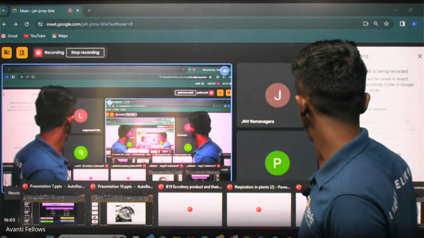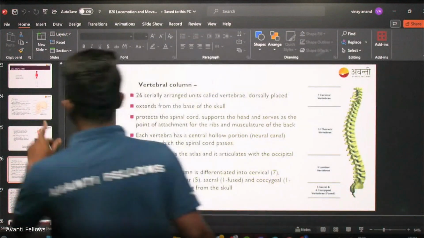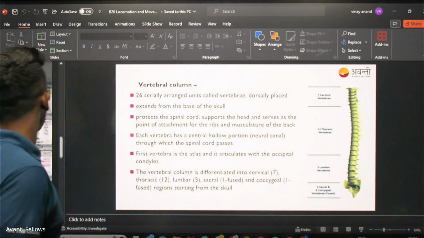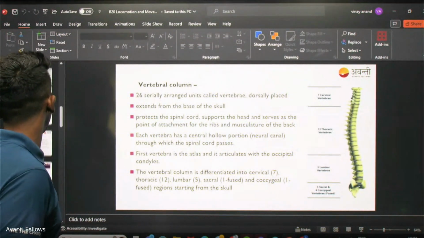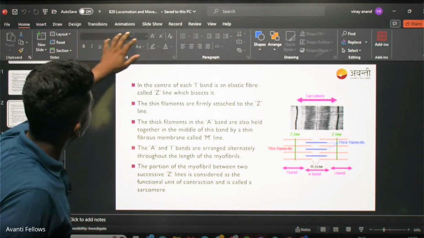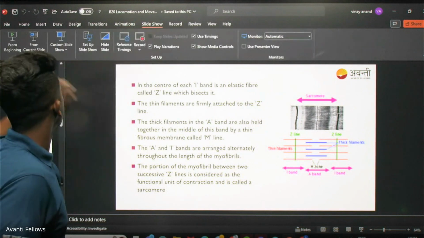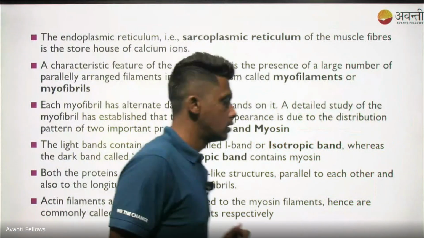In the last class, we were talking about something very important. What was that? It was about muscles, correct? So let's go back there and we'll start from where we stopped. While we were discussing muscles, we were understanding how muscles work, or how muscular contraction happens.